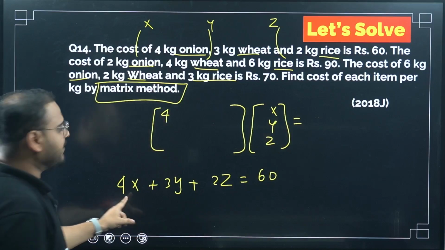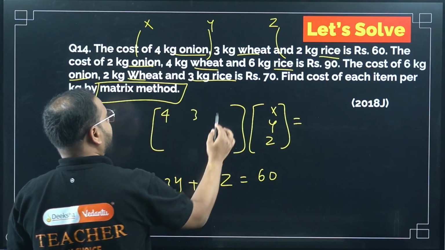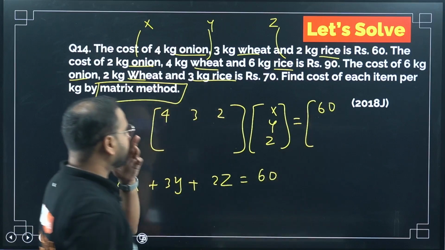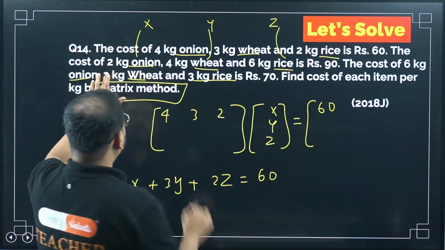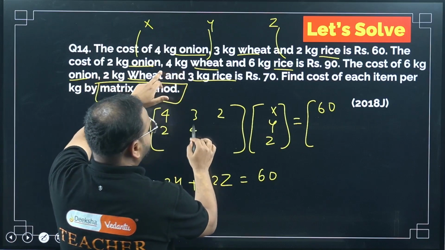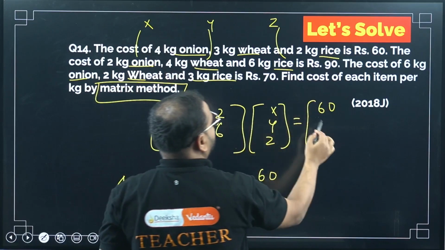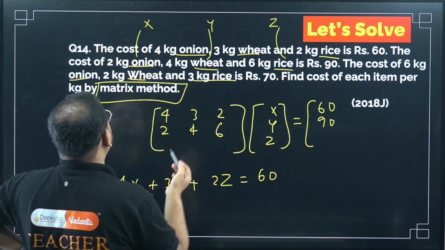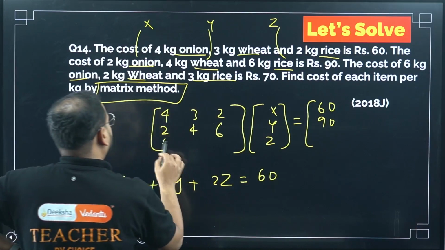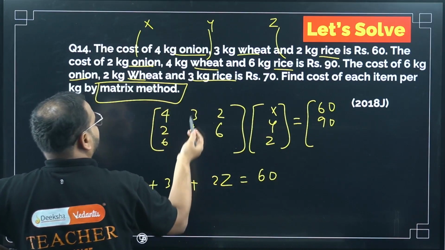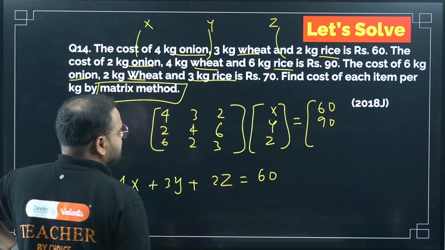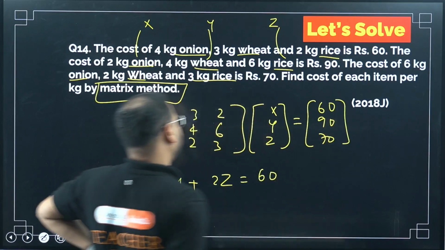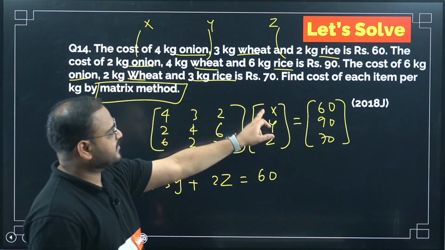If I write in the matrix form, I'll write 4 first, then 3, then 2, equal to the constant, 60. In the same way, I have to write the other one: 2 kg of onion, 4 kg of wheat, and 6 kg of rice. What is the constant? 90 rupees. Other one over here: 6 kg of onion, 2 kg of wheat, and 3 kg of rice is equal to 70 rupees. They are asking us to find the values of this matrix x, y, z.